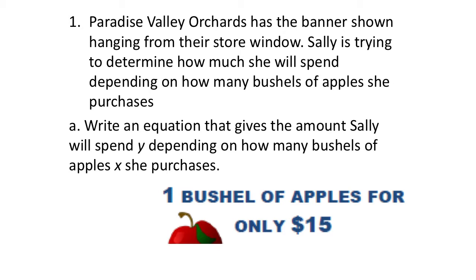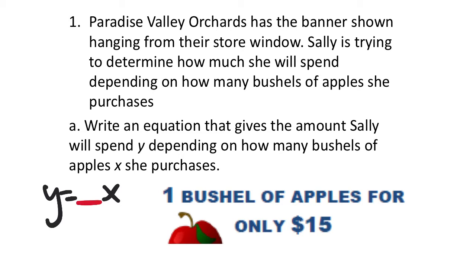So they already told us what the y and x's are. So the y is the dependent variable, right? Y, that's how much she spends. And it even used the word depending on this one. So spending, that's y. And number of bushels, that's the x right here. So this is what it says. 1 bushel of apples for only 15 bucks. All right, so if we wanted to write the equation for this, it would be y equals mx plus b.